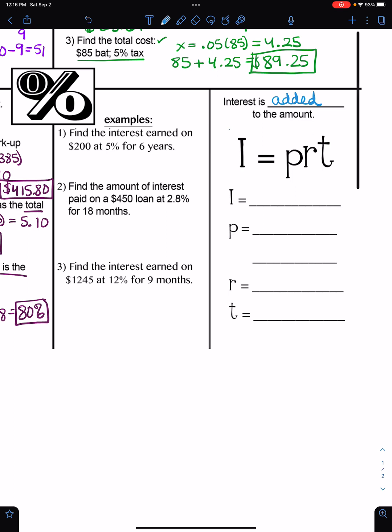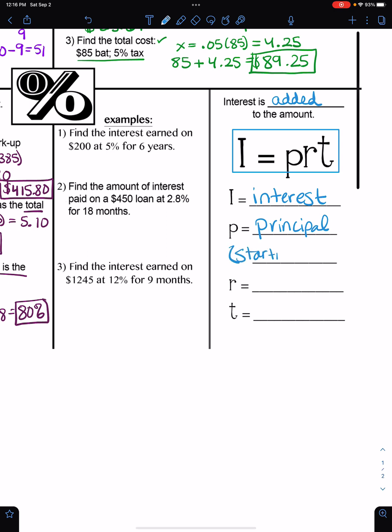And both ways it's found with this formula, I equals PRT. I stands for, you guessed it, interest. P stands for the principal, which is the starting amount of money. It's either how much you invested or how much you borrowed, depending on what the situation is, but it's the amount of money that we start with.